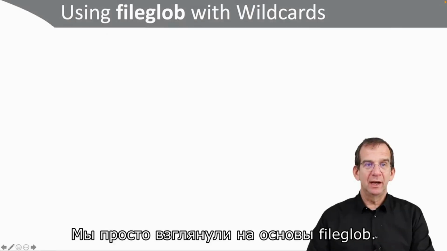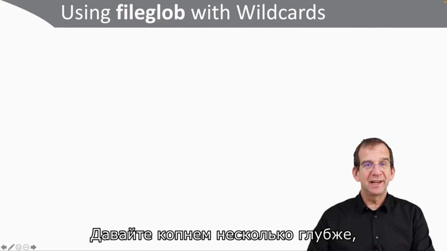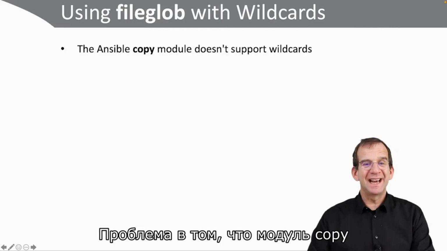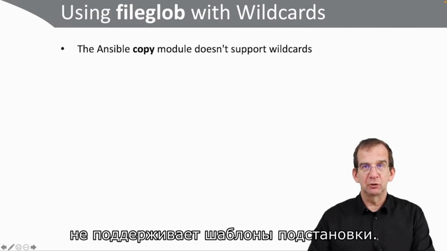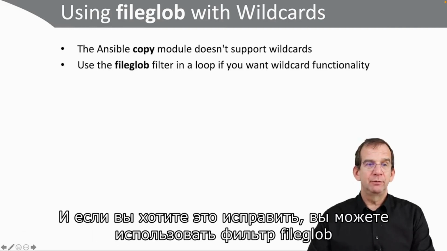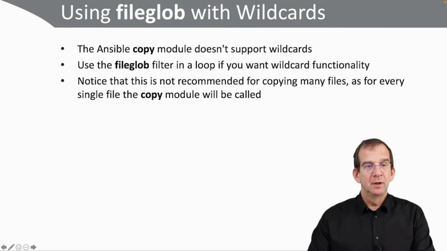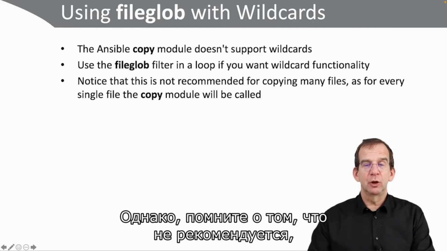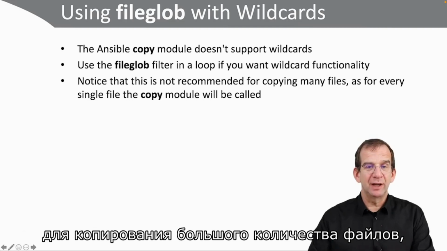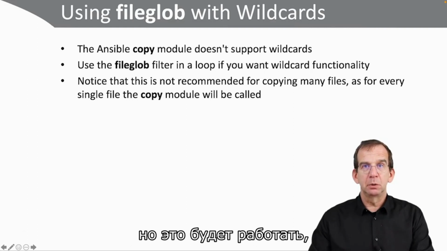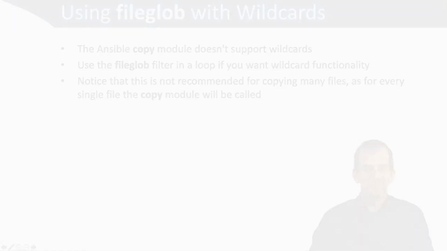We have just looked at the fileglob basics. Let's dig a little bit deeper and talk about using fileglob with wildcards. So the thing is that the Ansible copy module does not support wildcards. That is so inconvenient. And if you want to fix that, you can use the fileglob filter in a loop to present this wildcard functionality. Do keep in mind though that this is not recommended for copying many files, as for every single file the copy module will be called. So it will be a lot of work, but it will work, and I will show you how exactly.